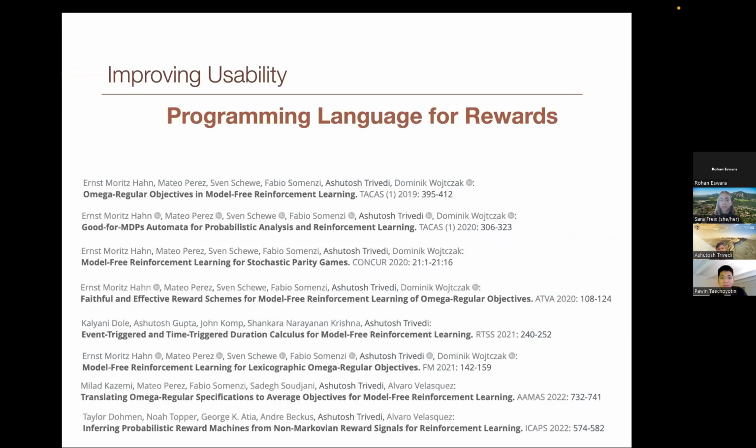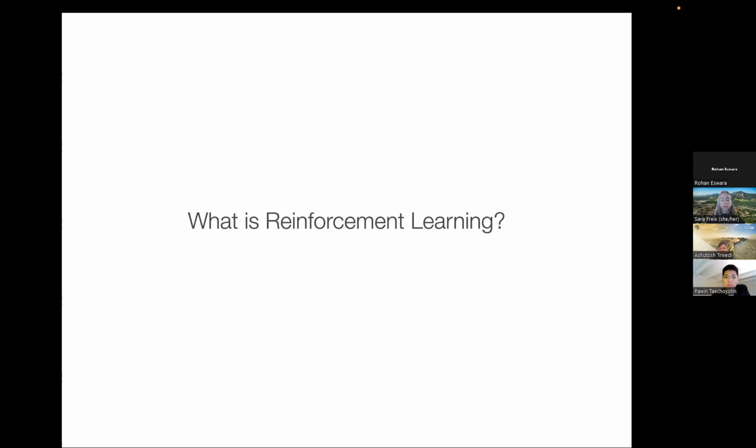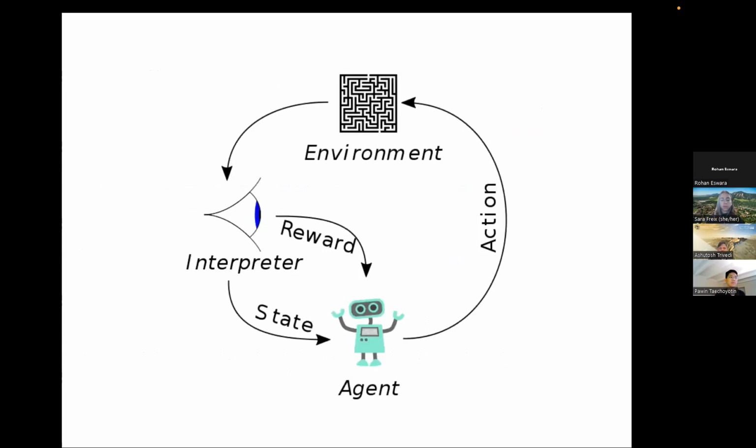Okay, so let's look into how we improve usability by allowing formal languages to express the rewards, and what is the real use of those. Before we do that, let's understand again what reinforcement learning is, for those of us who may not have seen it. So here is a cute diagram of reinforcement learning.